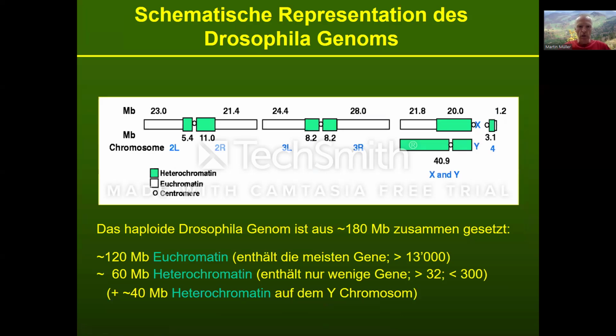Okay, so I mentioned that the genome consists of heterochromatin and euchromatin, and that the heterochromatin is localized around the centromeres. So here, these round structures here are the centromeres of the 4 chromosomes, and you can see the heterochromatin is centered around the centromere. Here, the white part is euchromatin, where you have most of the genes. Heterochromatin contains few genes. The number of genes there is small.